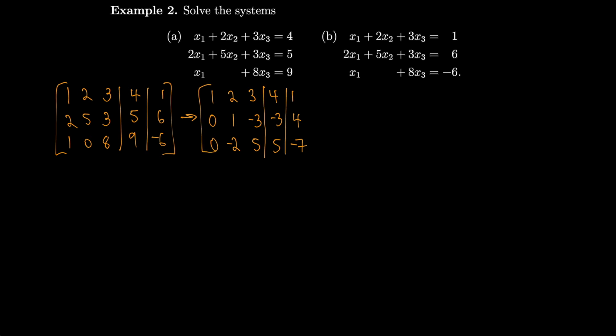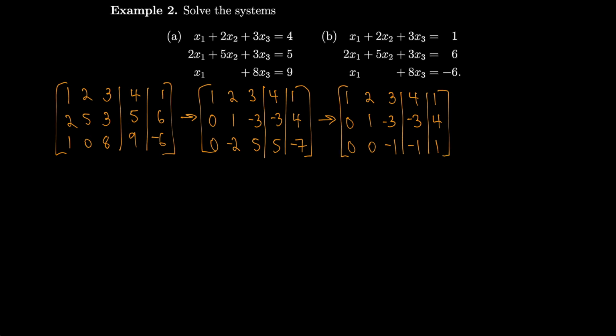Now I'll leave these little separators. And let's keep going, making good progress. Now the next thing I want to do is, oh, I have a 1 there, that's great. So let's get a 0 underneath over there. So I'll add 2 of my second row to my third row so that I can eliminate that -2. So I'll get 1, 2, 3, 4, 1, 0, 1, -3, -3, 4, 0, 0, -1, -1, 1. Okay, good.